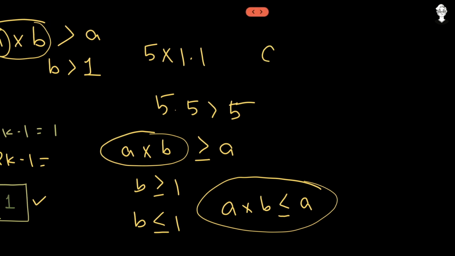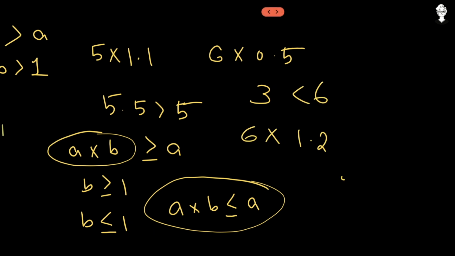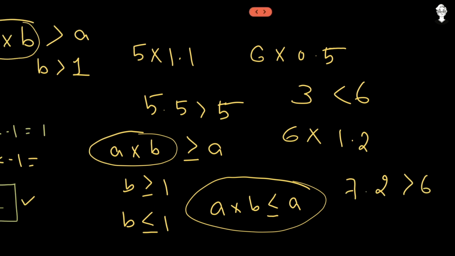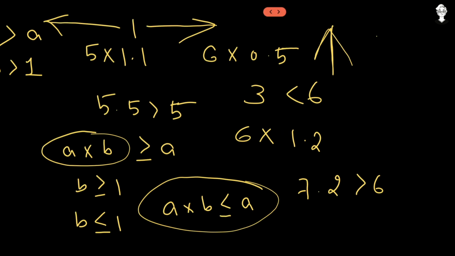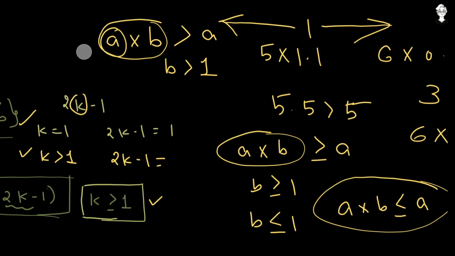Now take another example like 6 into 0.5, the answer would be 3, and that is smaller than 6. 6 into 1.2, the answer would be 7.2, and that's greater than 6. So you can see that if we take any number that is greater than 1, the value for that product will increase, and if we take any number that is less than 1, the value for that product will decrease. So the same thing is over here.